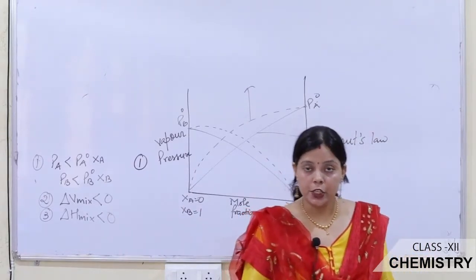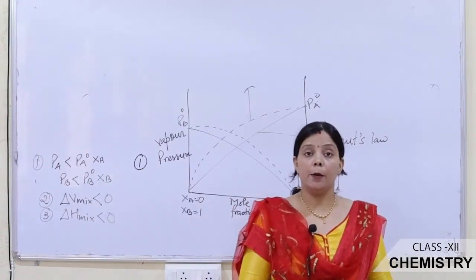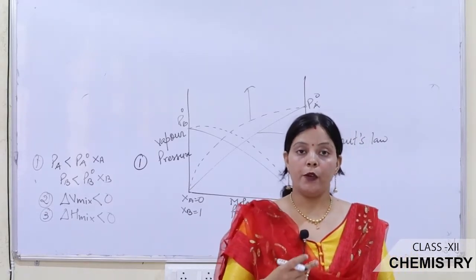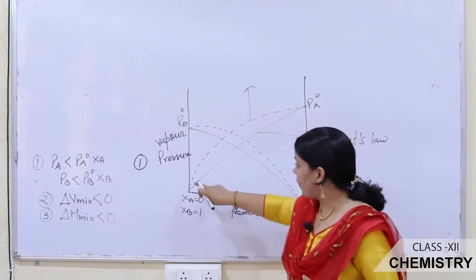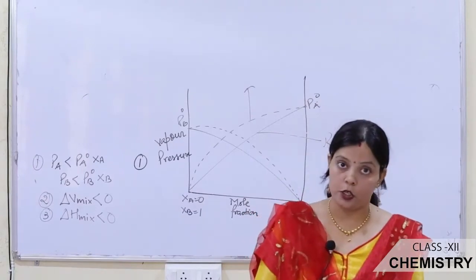And when the interaction between the solute and solvent is weak, the molecules have a greater tendency to escape into the vapor form. And when they have more tendency to escape into the vapor form, its vapor pressure is more than that expected in the case of Raoult's law.